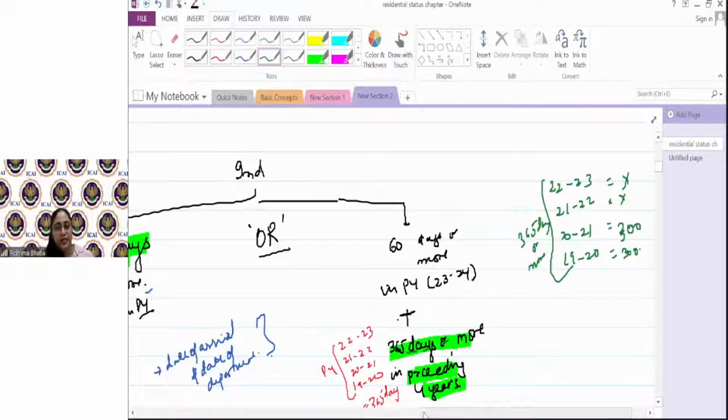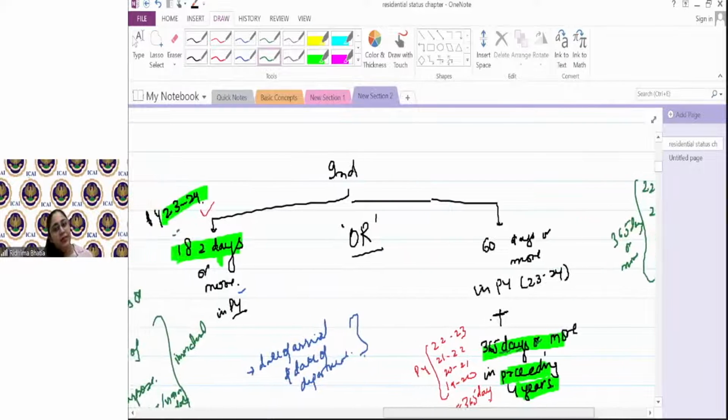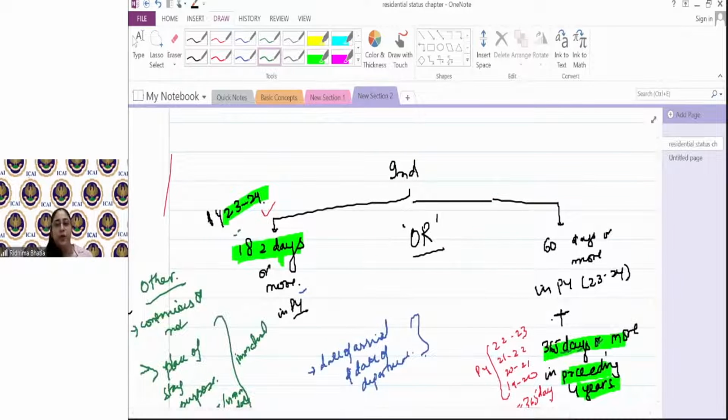He would be considered as resident in India. Simple सा condition है, कुछ confusion नहीं. So either this or this, either this or this. दोनों में से एक, दोनों में से एक. दोनों हो गए satisfied, resident. दोनों satisfied नहीं हुए. Both of them not satisfied, non-resident. Either of them satisfied, again resident.